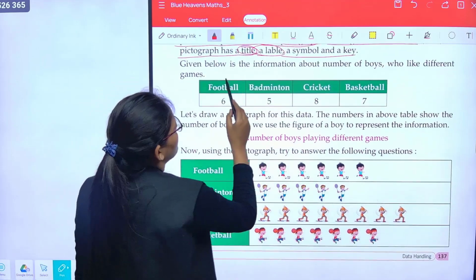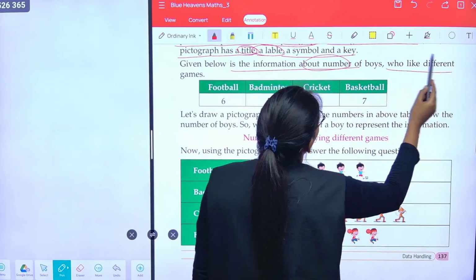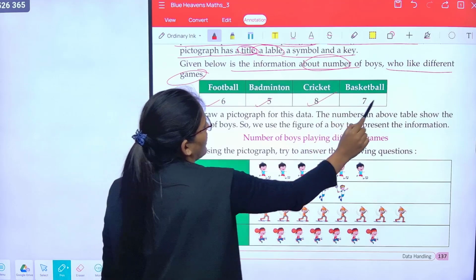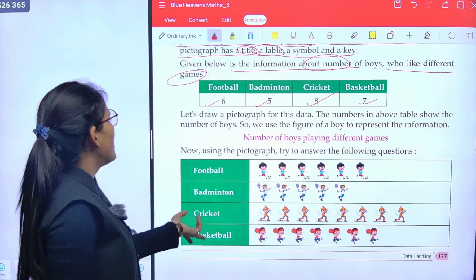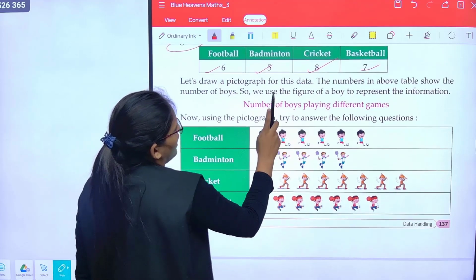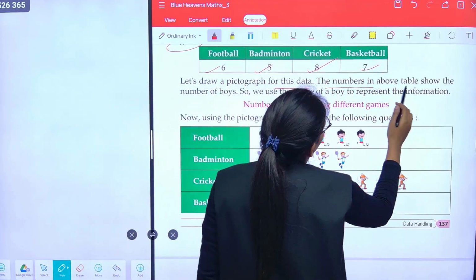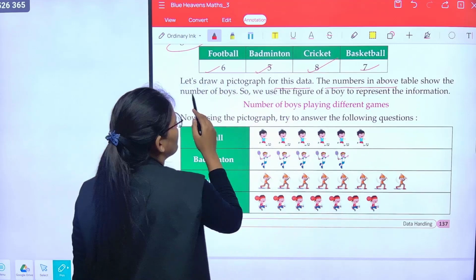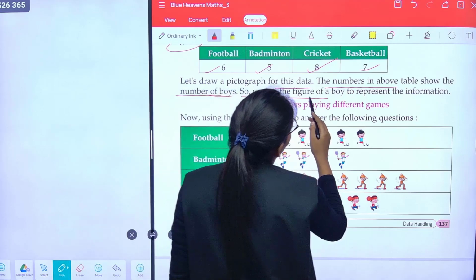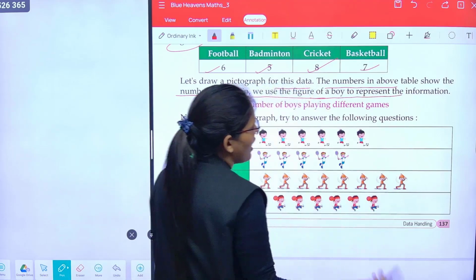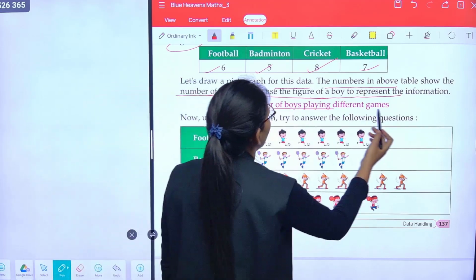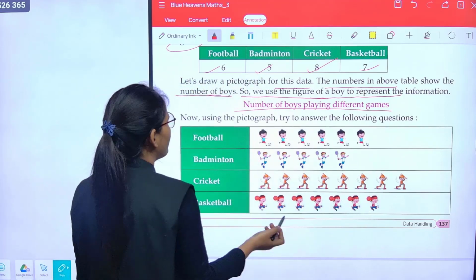Given below is the information about the number of boys who like different games. Football 6, badminton 5, cricket 8 and basketball 7. Let's draw a pictograph for this data. The numbers in the above table show the numbers of boys. So we use the figure of a boy to represent the information. Number of boys playing different games.